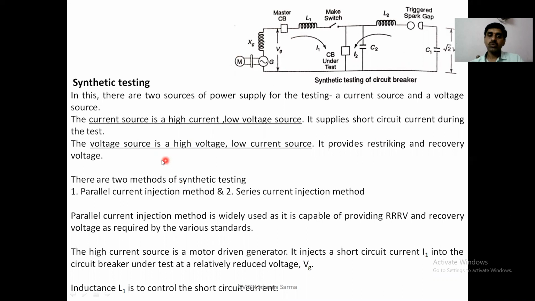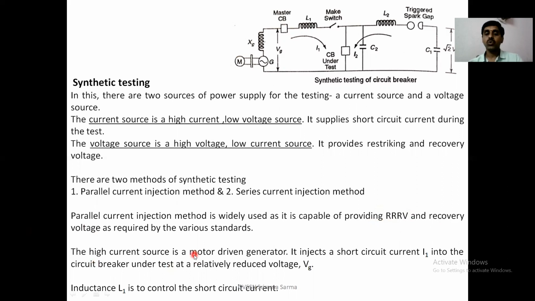What is the voltage source? The voltage source is a high voltage, low current source. It provides restriking and recovery voltage. There are two methods of synthetic testing: the parallel current injection method and the series current injection method. Out of these two, the parallel current injection method is widely used as it is capable of providing RRV, the rate of rise of restriking voltage, and recovery voltage as required by the various standards.